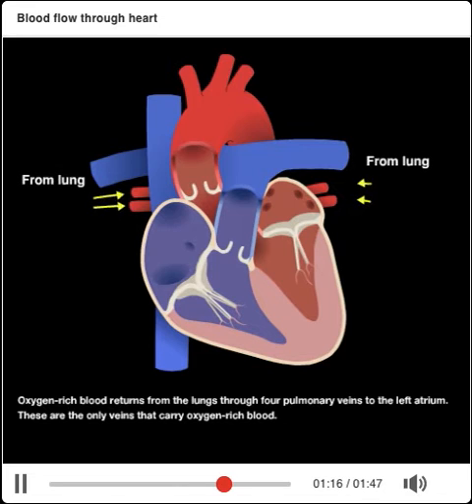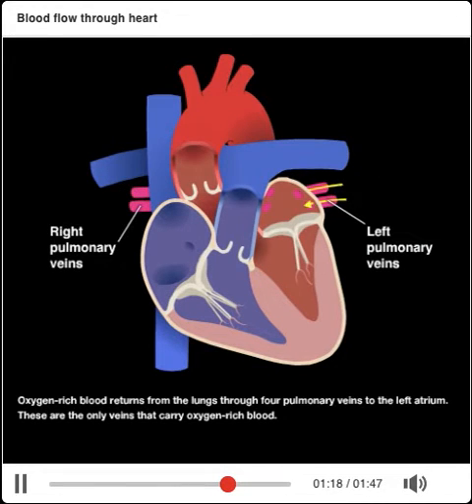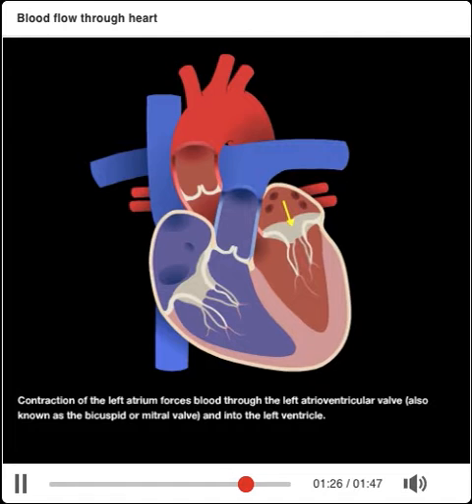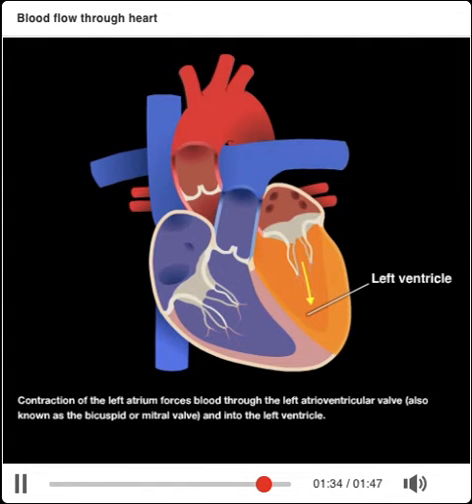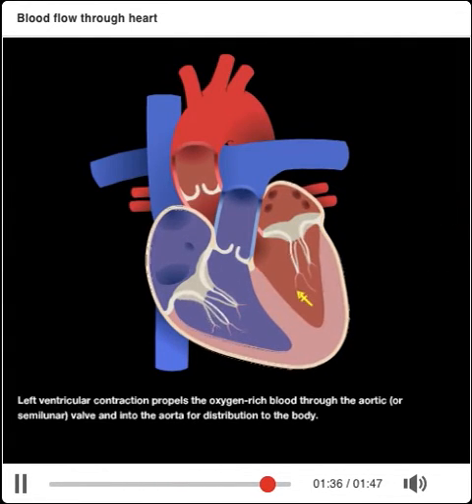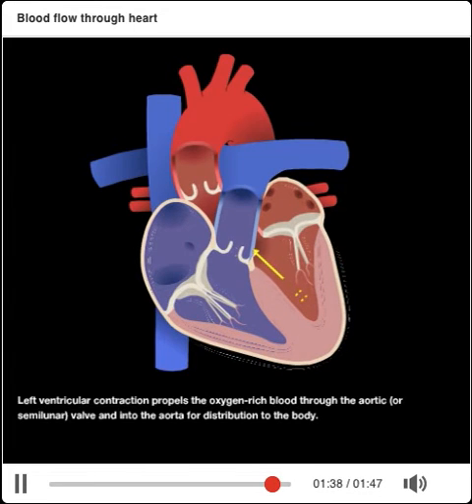Oxygen-rich blood returns from the lungs through the four pulmonary veins to the left atrium. These are the only veins that carry oxygen-rich blood. Contraction of the left atrium forces blood through the left atrioventricular valve, also known as the bicuspid or mitral valve, and into the left ventricle. Left ventricular contraction propels the oxygen-rich blood through the aortic or semilunar valve and into the aorta for distribution to the body.